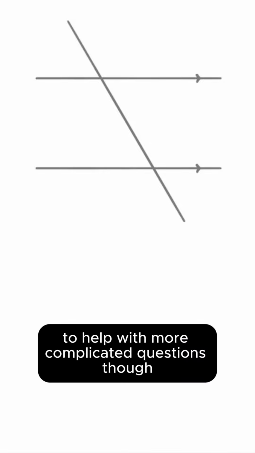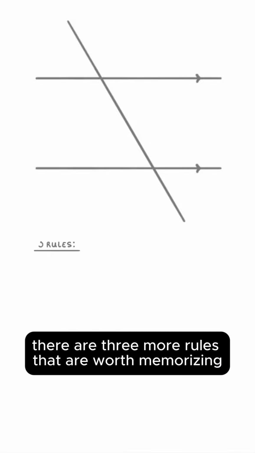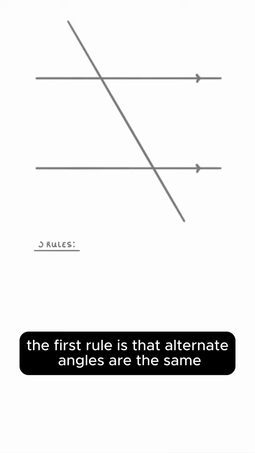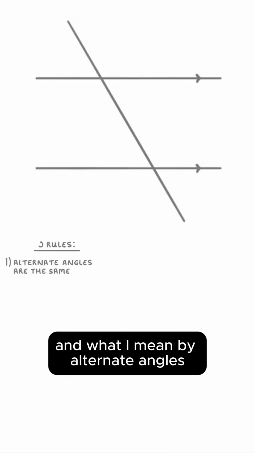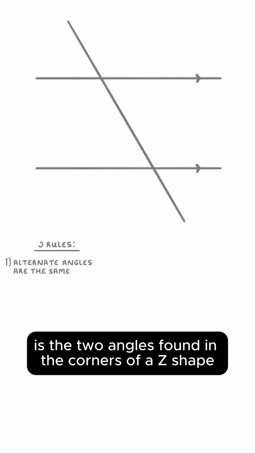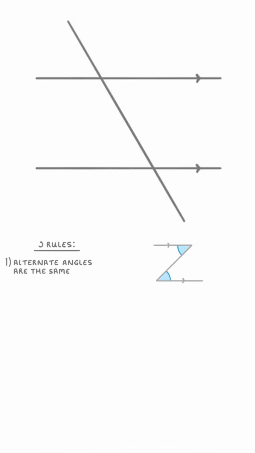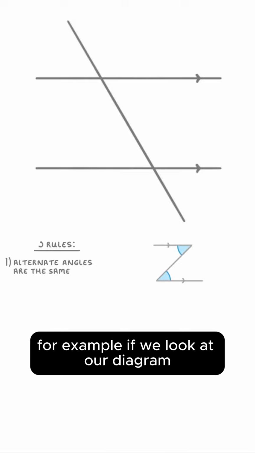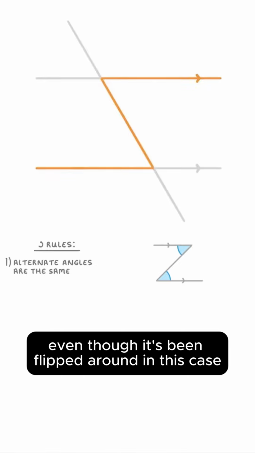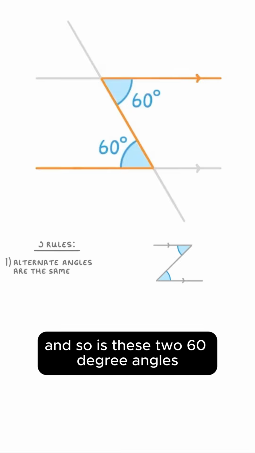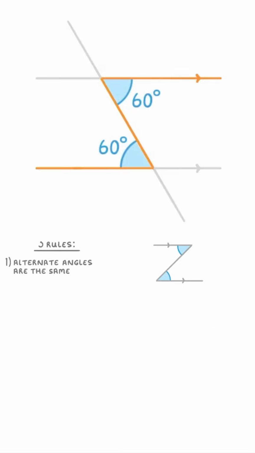To help with more complicated questions, though, there are 3 more rules that are worth memorizing. The first rule is that alternate angles are the same. And what I mean by alternate angles is the 2 angles found in the corners of a Z shape, like this. For example, if we look at our diagram, we can see that the Z shape is here, even though it's been flipped around in this case. And so is these 2 60-degree angles that we consider alternate angles.